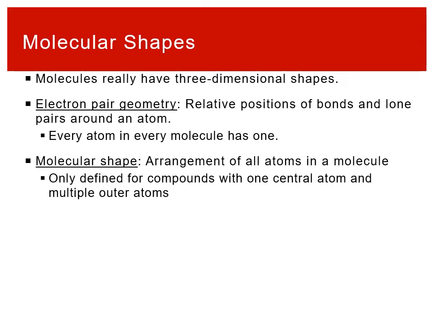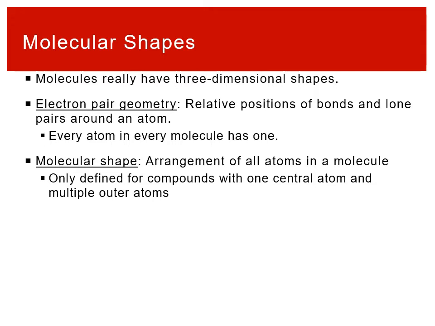Okay, so within this realm of molecular shapes, we have two different types of classifications. We have electron pair geometry, which is the relative position of bonds and lone pairs around one atom. And then we have molecular shape, which is the arrangement of all atoms in a molecule. So these are related ideas, but are slightly different. Electron pair geometry is something that every single atom in every single molecule has. It's the description of the arrangement of things around that one atom.